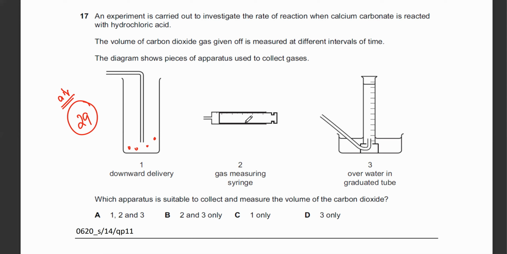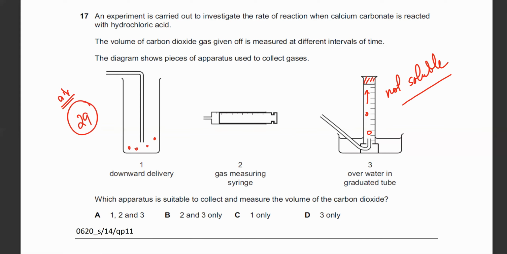This one, gas or measuring syringe, could be used for any gas. And this is over water. You bubble the gas through water, and the gas travels upwards and forms a pocket over here. So this is also a good way of collecting gases, but this is for gases that should not be soluble. You don't want the gases to be soluble, because if they are soluble, the gas would mix with the water. So you don't want that to happen.